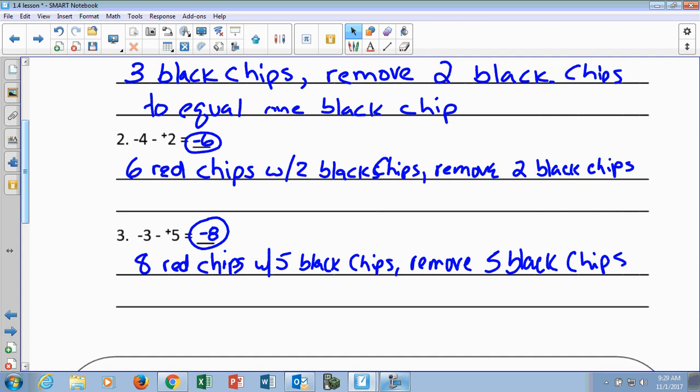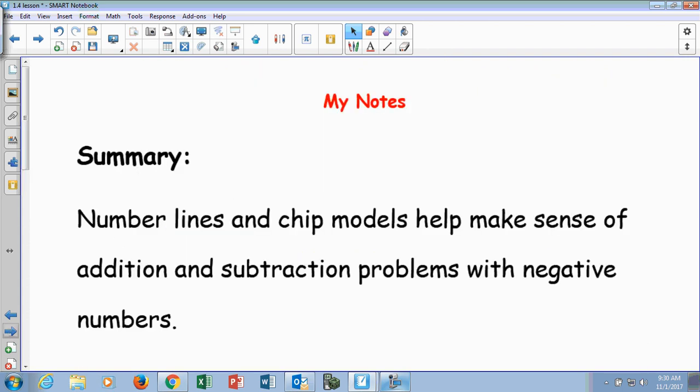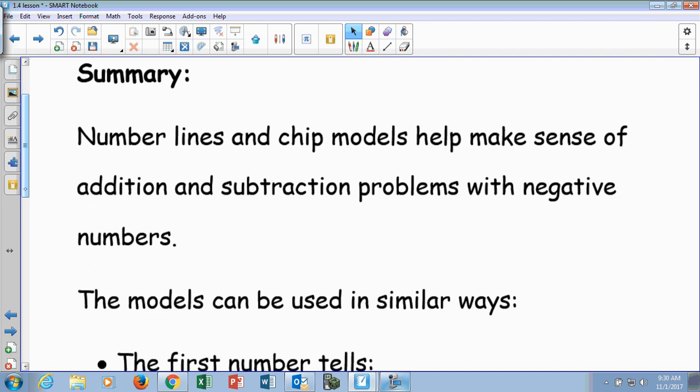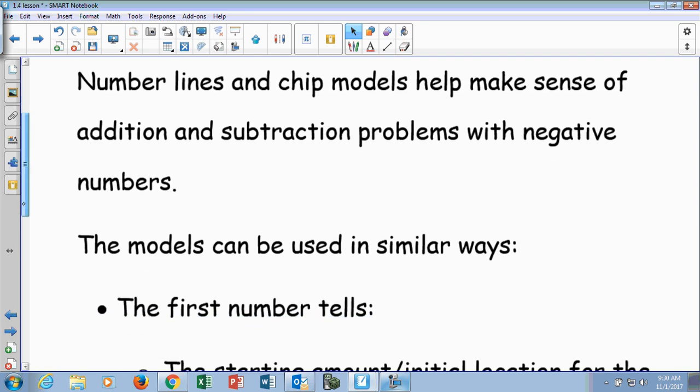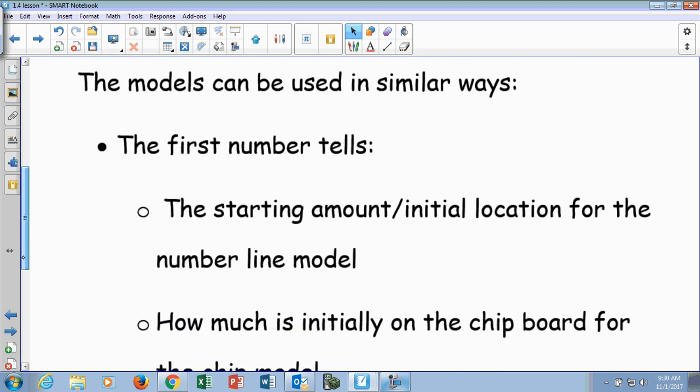All right, now if you notice, attached to your stuff we have the summary there. So you don't have to write this because it's on the paper for you, but let's talk about it. It says number lines and chip models help make sense of addition and subtraction problems with negative numbers, right? It's a good visual to see instead of just trying to imagine it in your head. You've got that visual right in front of you, all right? The models can be used in similar ways.